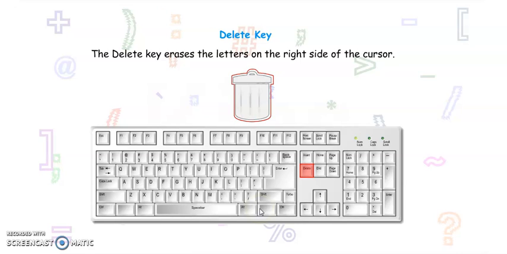The enter key is used to bring the cursor to the next line. And the four arrow keys, up, down, left and right, are for moving the cursor on the screen in the four directions. Then the backspace key erases the letter from the left side of the cursor, and the delete key erases the letters from the right side of the cursor. So children, I hope you have all understood the uses of different types of keys.